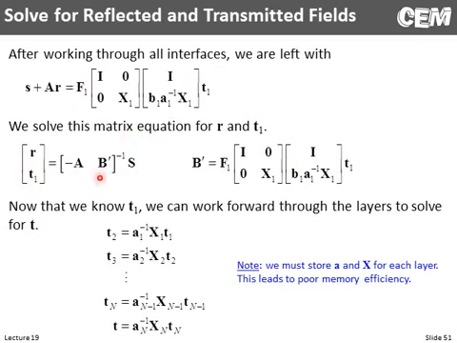Now we have to work forward. Well, we can calculate T2 from our value of T1. We can calculate T3 from now our value of T2, and so on, until finally we calculate the T, or the electric field components on the transmitted side, from T sub n. So we went backwards, storing a bunch of parameters, and then we worked forward.